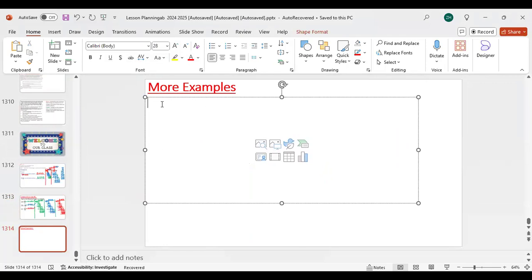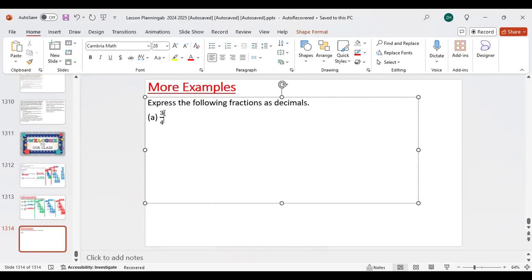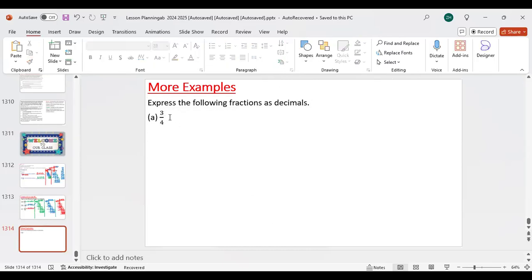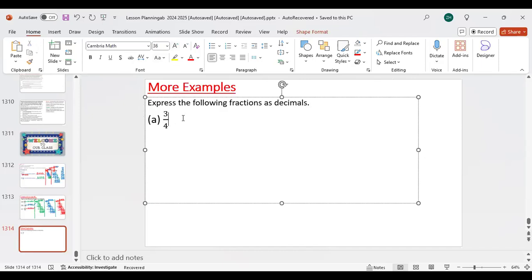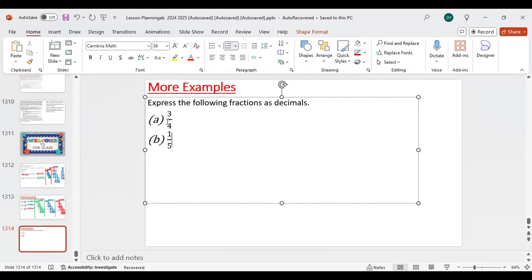So express the following fractions as decimals. Or you could say you want to convert them. So let's say we have 3/4. So 3/4 as a decimal. And then, for those persons who know how to do it, let's do 1/5. I'll start off with those two. So let's do this together. So 3/4, right? And 1/5. Let's start off with 3/4.